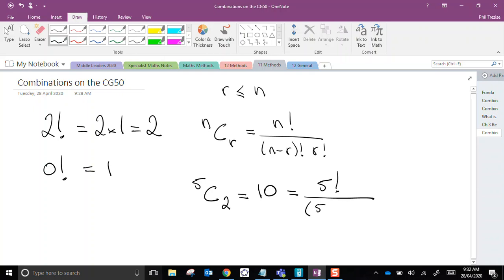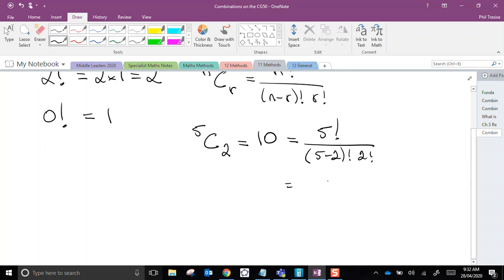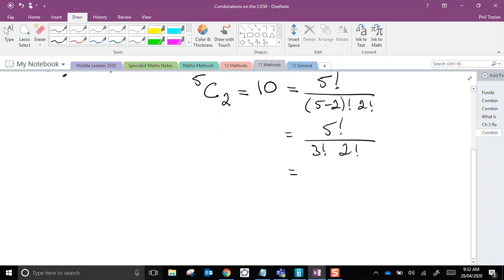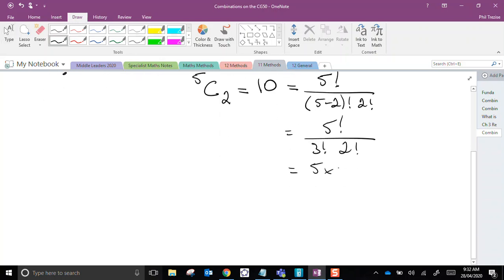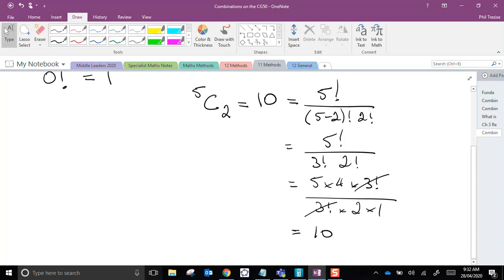Now, of course, we probably should think for ourselves, not just trust a calculator. The rule would be 5 factorial over (5 take 2) factorial times 2 factorial. 5 factorial over, well, 5 take 2 is 3 factorial times 2 factorial. I'm going to write 5 factorial as 5 by 4 by 3 factorial, and I still have 3 factorial, and I'll put 2 factorial as 2 by 1. Cancel the common factor there, and look, 5 times 4 is 20, over 2 is 10. Isn't that lovely? That calculator got it right.